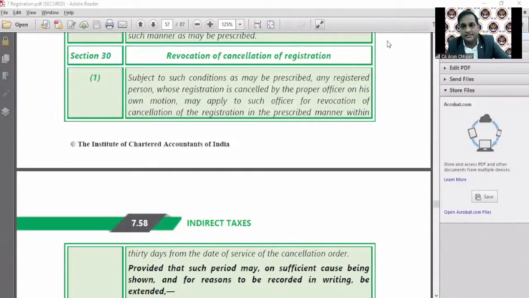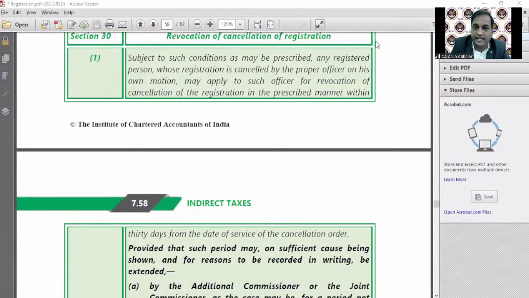Revocation, this is the last discussion. Subject to such conditions as may be prescribed, any registered person whose registration is cancelled by the proper officer may apply for the revocation of cancellation. Suppose proper officer has cancelled my registration, I can apply for the revocation. Point to be noted, very, very important. Revocation would only work when the registration is cancelled by the officer.